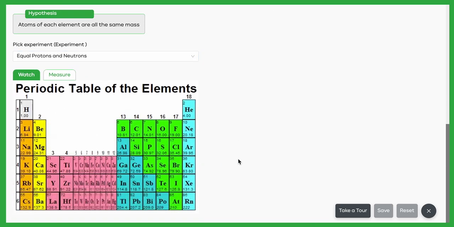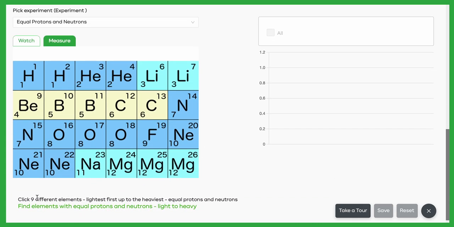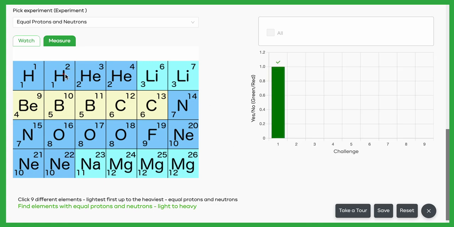To learn about how isotopes work and how protons and neutrons work, we give you little challenges. For example, here you're going to click on 9 different elements that have equal protons and neutrons. For example, H with a 1 and a 2, the 2 is the mass. That means it has 1 proton, that's the number, plus 1 extra neutron. Let's try the next one. Okay, helium, 2 protons, and a 4 means 2 extra neutrons.